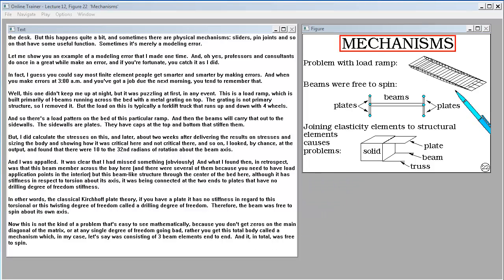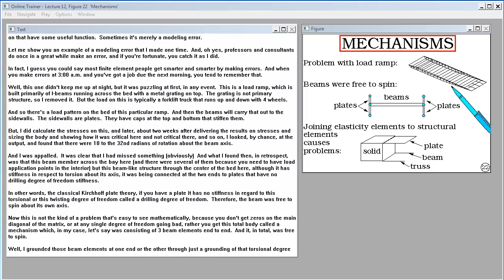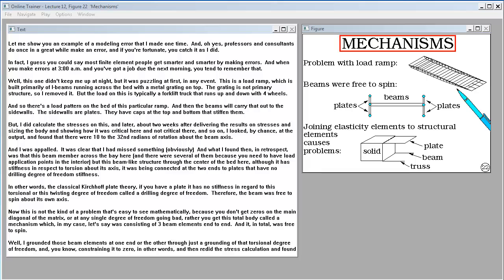Let me show you an example of a modeling error that I made one time. And oh yes, professors and consultants do occasionally, once in a great while, make an error. And if you're fortunate, you catch it, as I did. In fact, I guess you could say most finite element people get smarter and smarter by making errors, and when you make errors at 3 a.m. and you've got a job due the next morning, you tend to remember that. Well, this one didn't keep me up at night, but it was puzzling at first in any event.